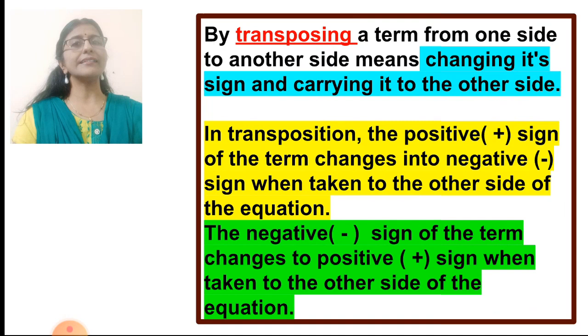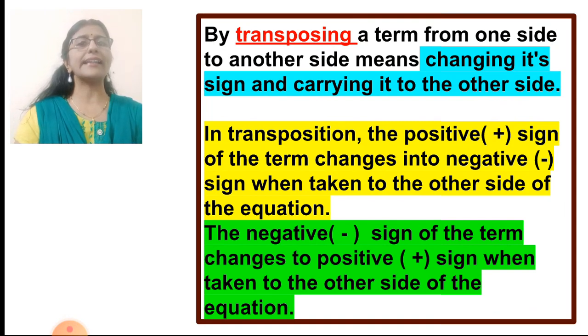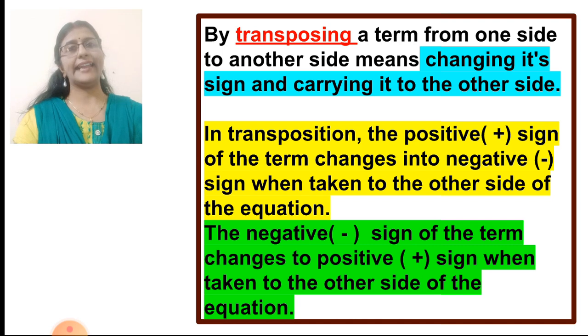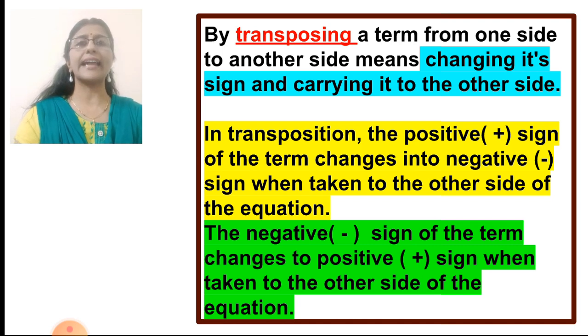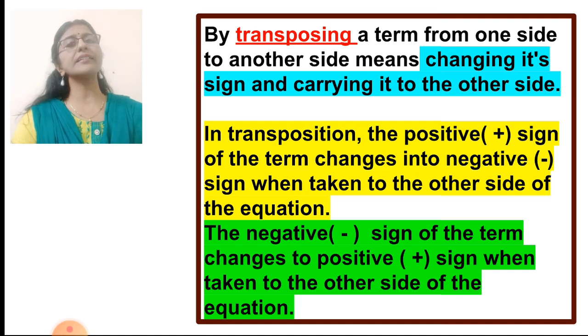Now in this method, transposing a term from one side to the other side means changing its sign and carrying it to the other side. In transposition, the positive sign of the term changes into a negative sign when taken to the other side of the equation. In the same way, the negative sign of the term also changes to a positive sign when taken to the other side of the equation.